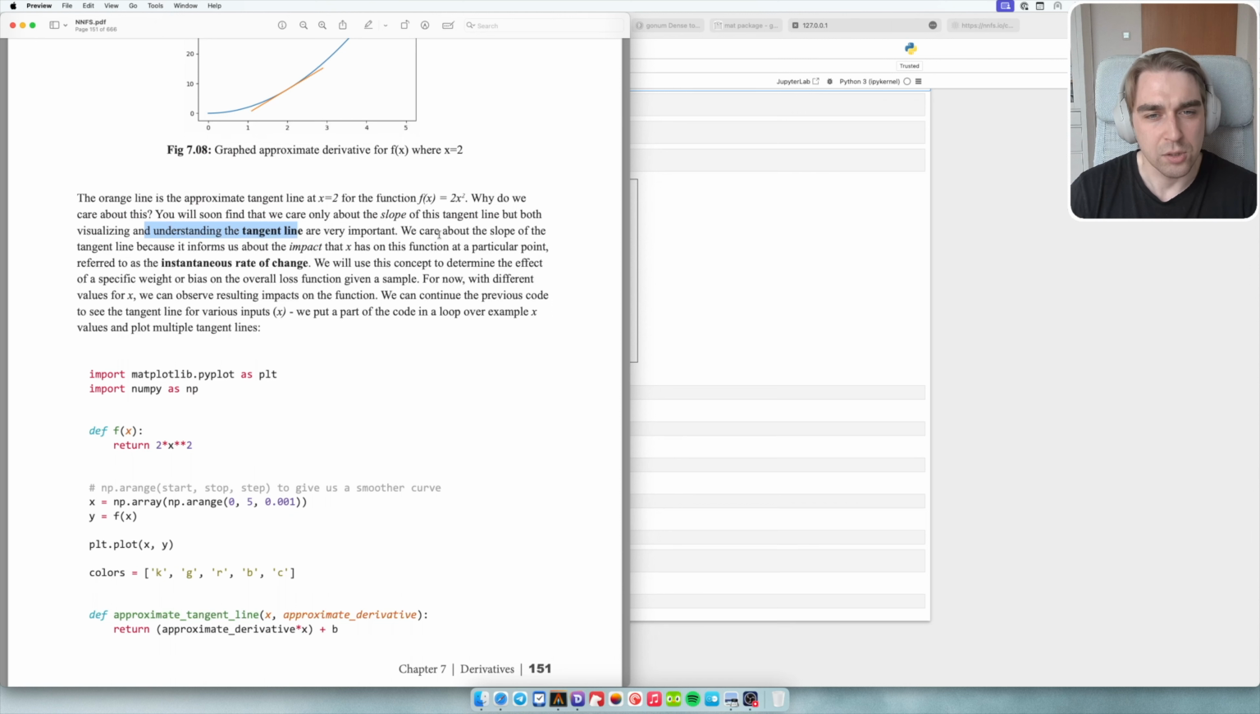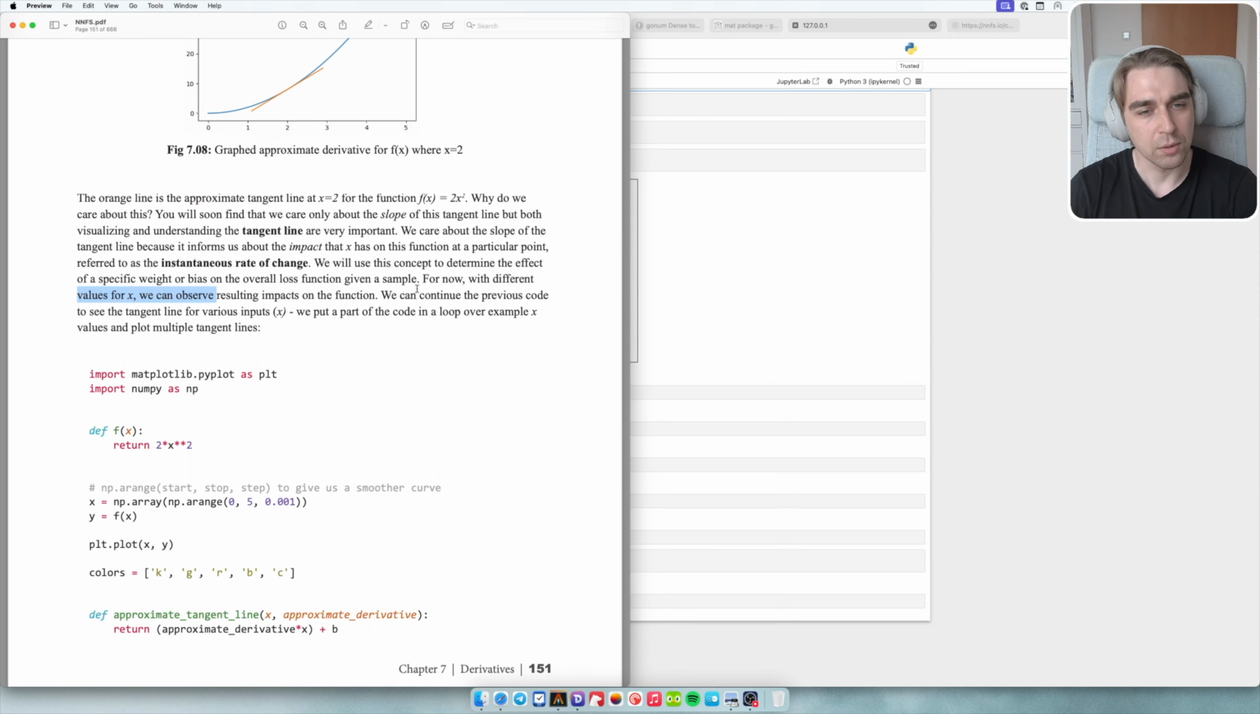We care about the slope of the tangent line because it informs us about the impact that x has on this function at a particular point, referred to as the instantaneous rate of change. So the higher this value, the higher the impact. We'll use this concept to determine the effect of a specific weight or bias on the overall loss function given a sample. For now, we'll try different values so we can observe the results.